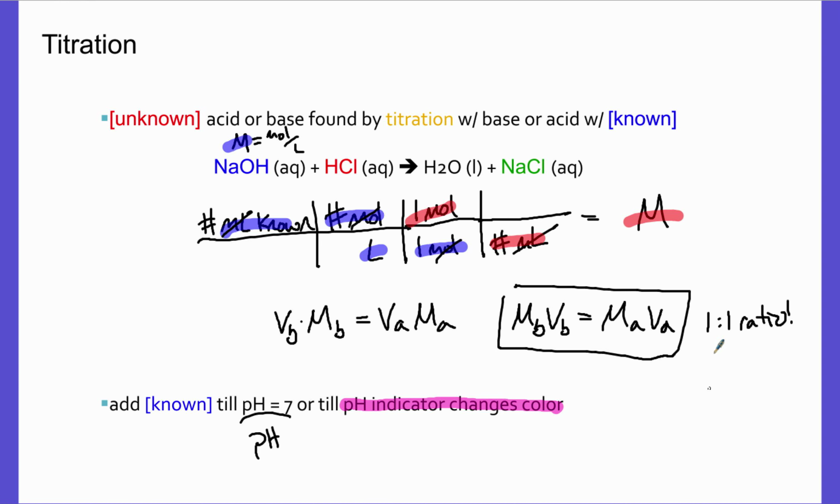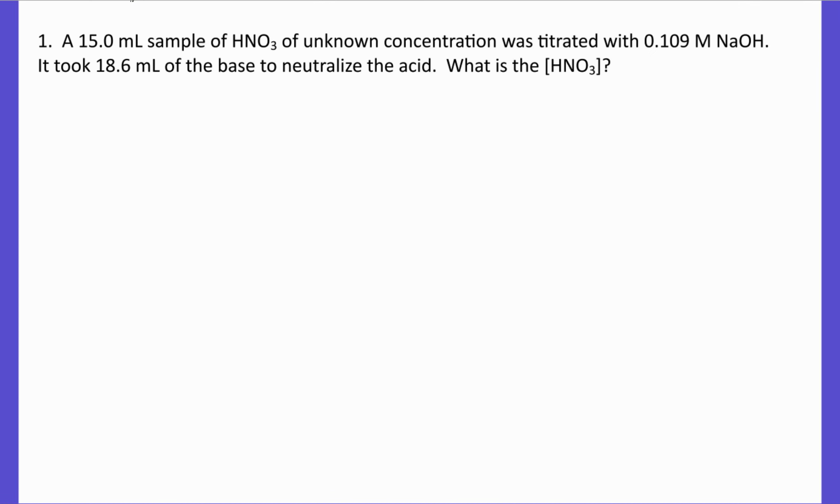So that's the trick. Sometimes you're going to have to do it the long way. If this is not a 1-to-1 ratio right here, if it doesn't take one acid to react with one of your moles of base, then this won't work. So I do have a shortcut that I can use, this equation, but I can only use it when it's a 1-to-1 ratio. So let me show you some examples so you know what I'm talking about.